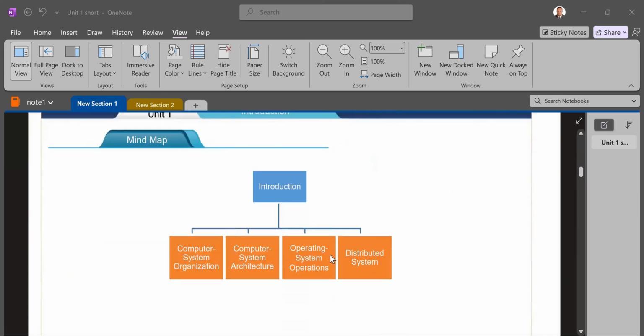In this unit, you will study computer system architecture, the construction of the computer, the operating system, and the operations of distributed systems.